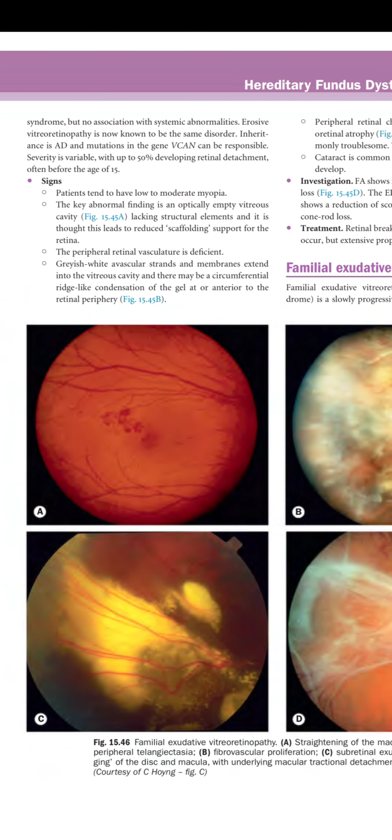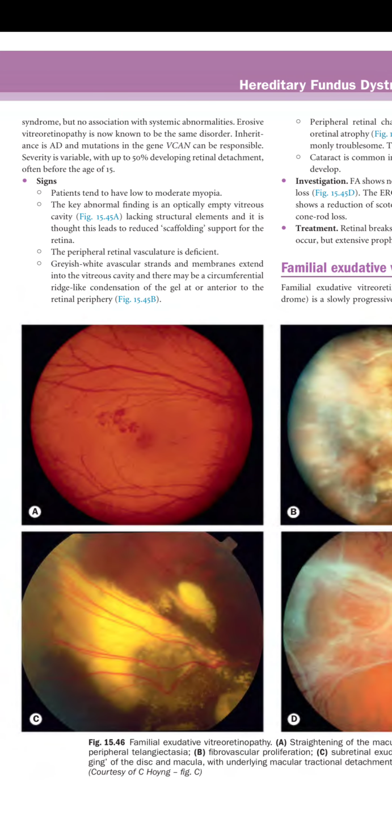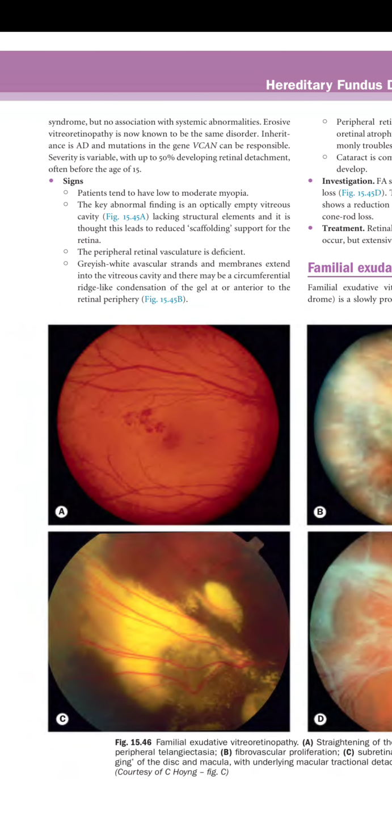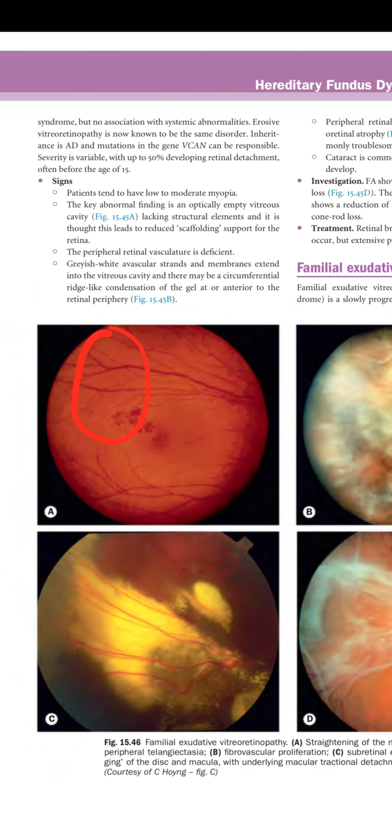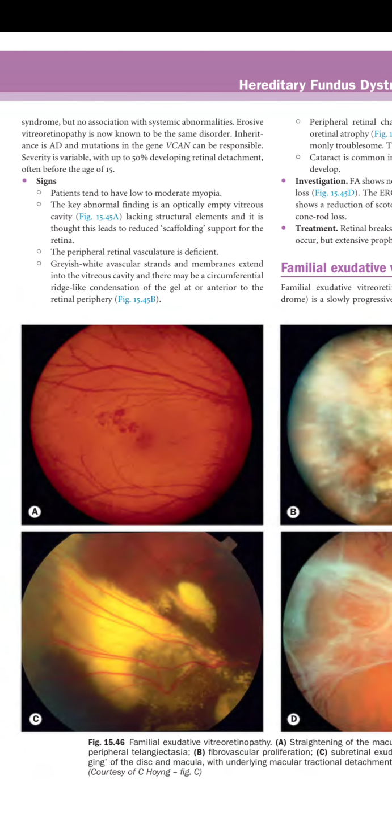So what are the signs? Patients tend to have a low to moderate myopia. The key abnormality finding is an optically empty vitreous cavity lacking structural elements, and it is thought that this leads to reduced scaffolding support for the retina. The peripheral retinal vasculature is deficient. So there will be the optically empty vitreous, which, due to the reduced scaffolding support, leads to reduced support to the retina. And the peripheral retinal vasculature is deficient.